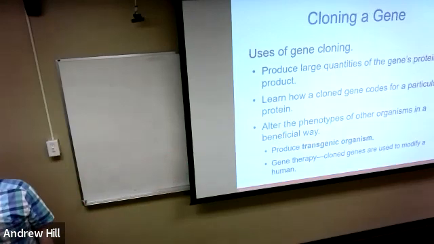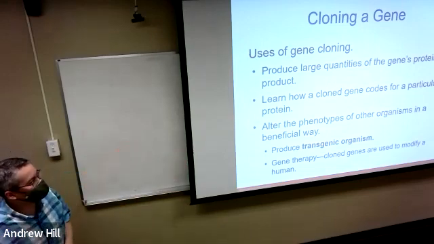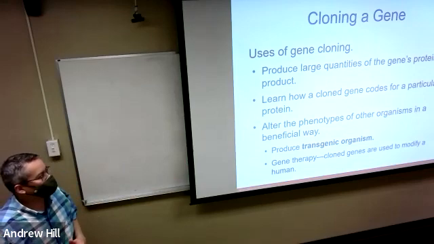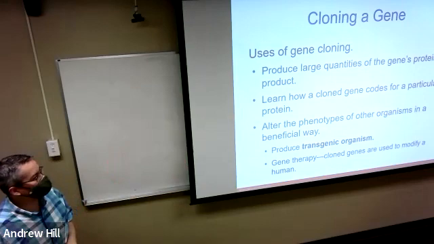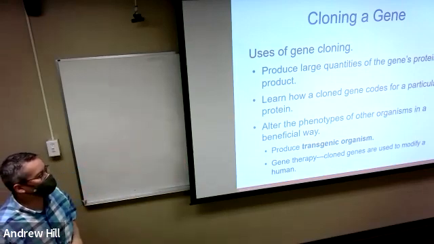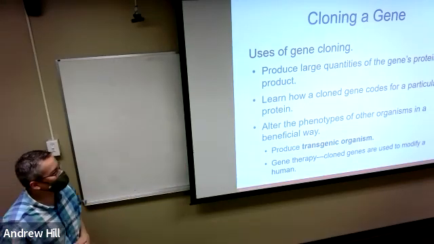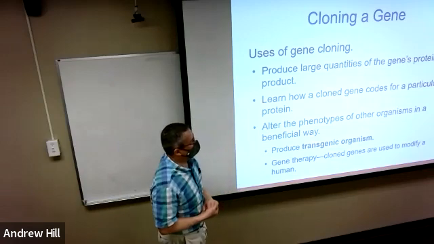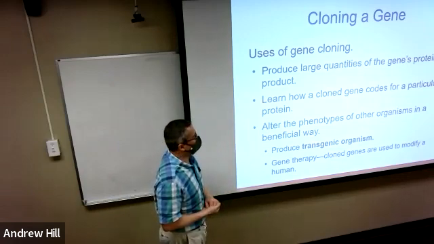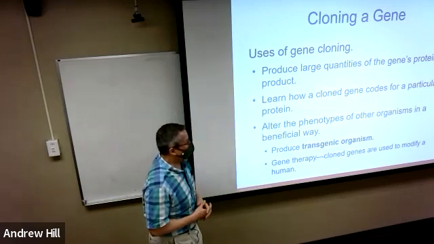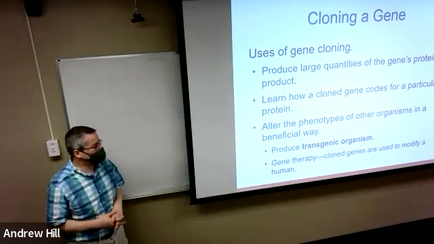Okay. So what are the uses of gene cloning? You can produce large quantities of genes and protein products. An example was insulin or some other medicine. You can learn how a cloned gene codes for a protein. So in terms of understanding how these genes work, you can clone a gene and then look at the protein it makes. That gives you some information on what the gene does. You can also alter the phenotypes of organisms in a beneficial way.